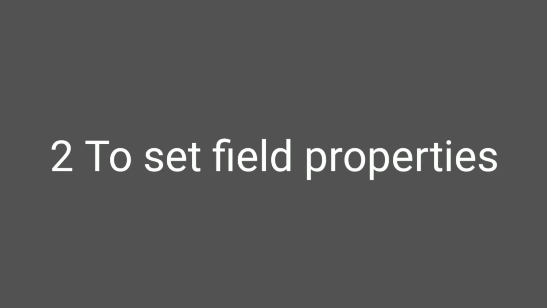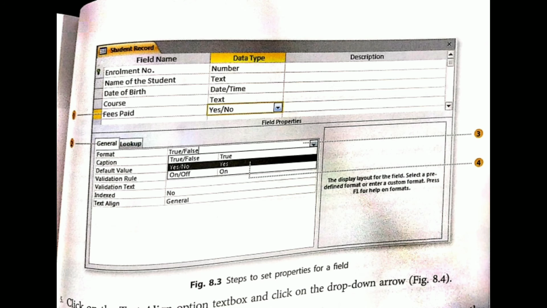Now, moving on to the next topic, let us study how to set field properties in Microsoft Access. Now we can see the steps that we have to follow in order to set field properties in Microsoft Access. Students, what you see here is the design view screen of our students record table. The bottom half of this screen contains the field properties section. By using this section we can set more values for our field properties.